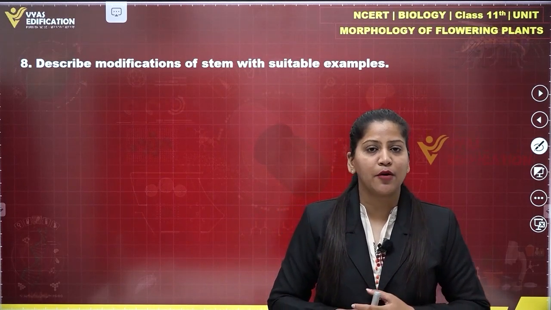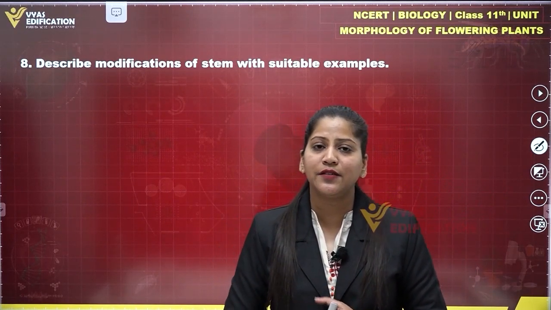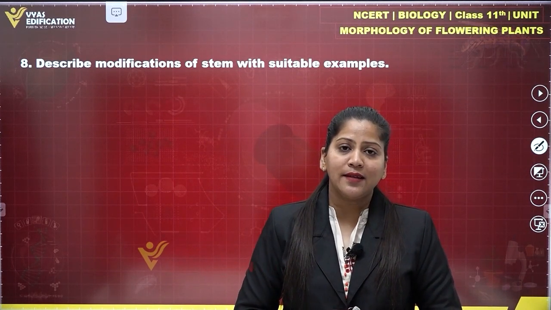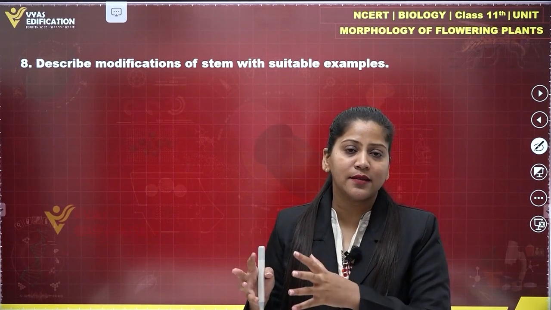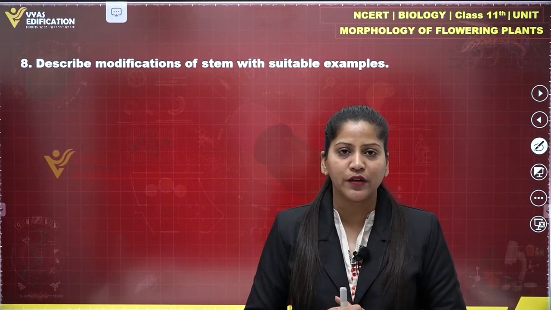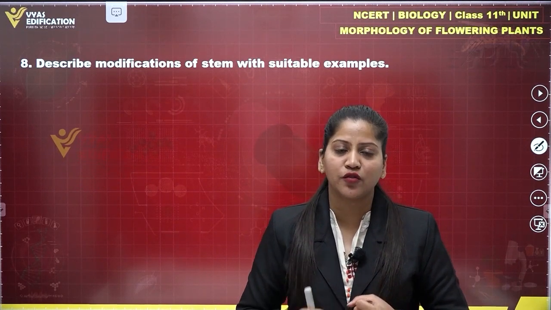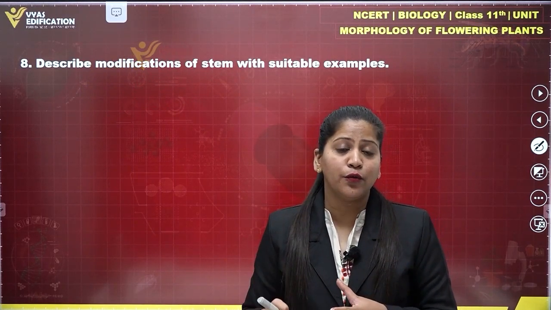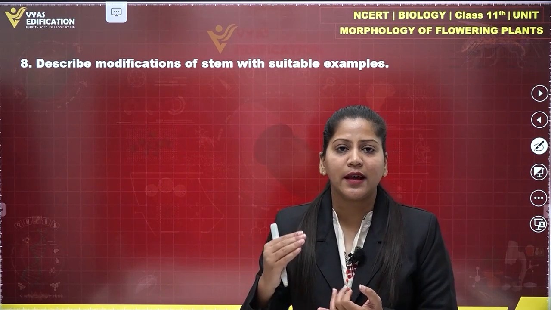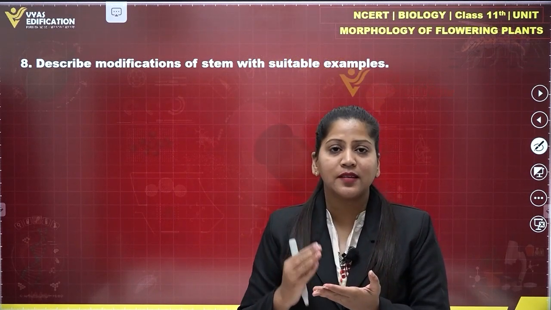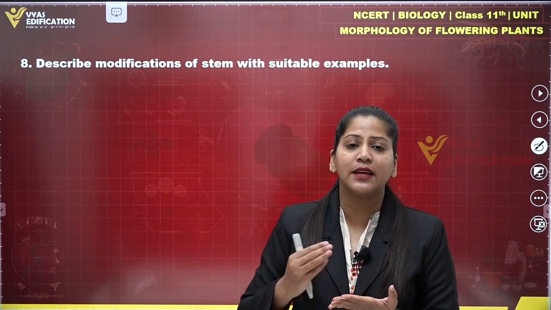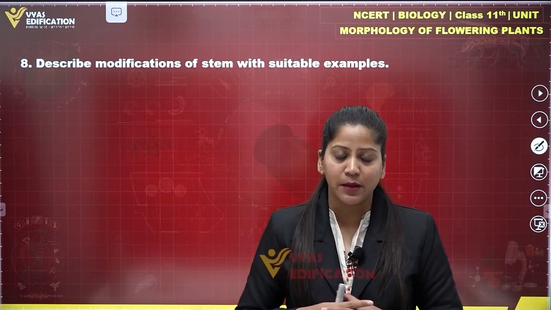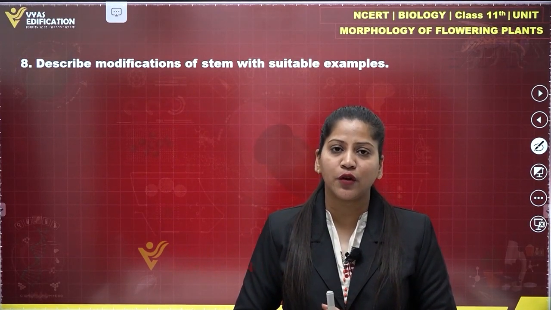Then the next type of modification of stem is protective stem. In this we have examples such as thorns. Plants like bougainvillea and citrus plants like lemon and oranges bear pointed, woody, thorny structures known as thorns. These thorns give protection from herbivore animals. So this is also a kind of modification of stem.